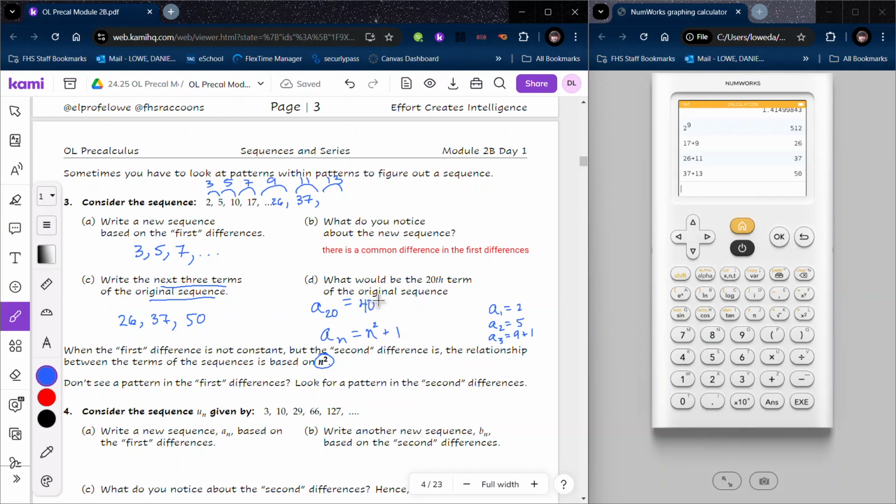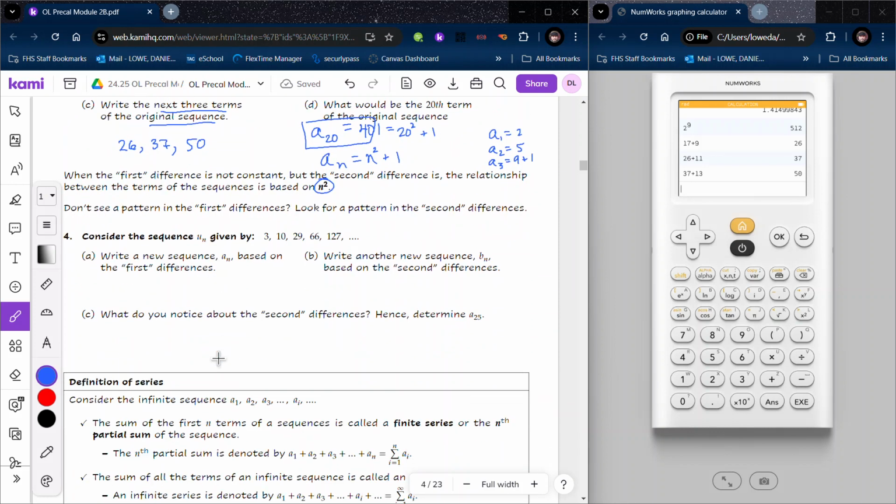A sub 20 would be 401. Why? Because it's going to be 20 squared plus 1. Right? So I'm looking for those patterns to try to figure out. If you don't see a pattern in those first differences, look for a pattern in those second differences. Okay, so let's move to this next part.